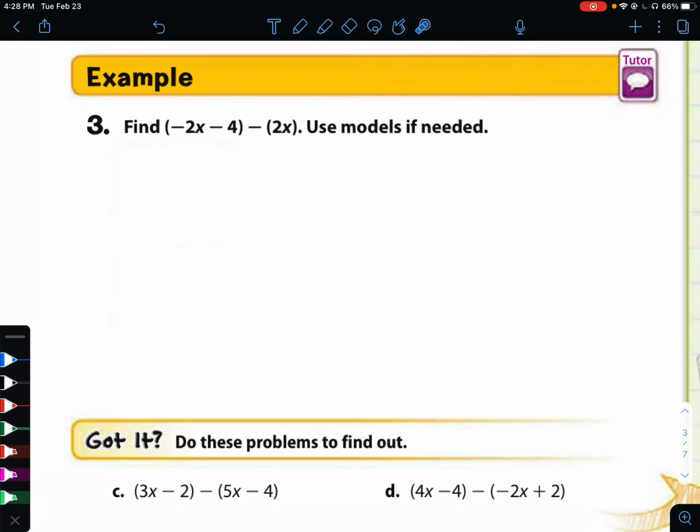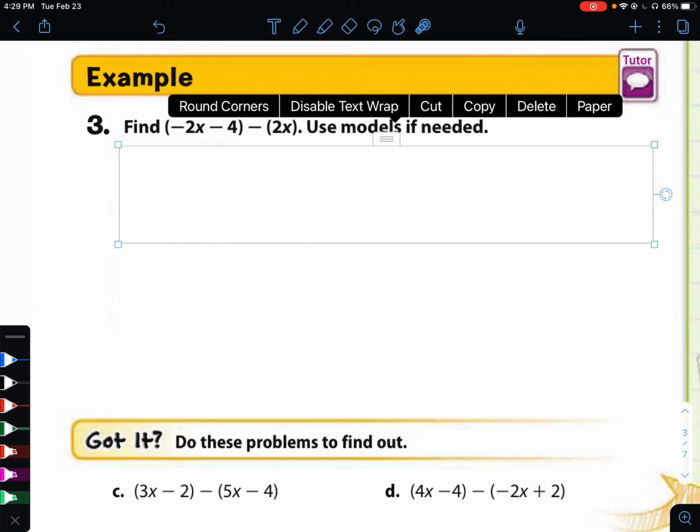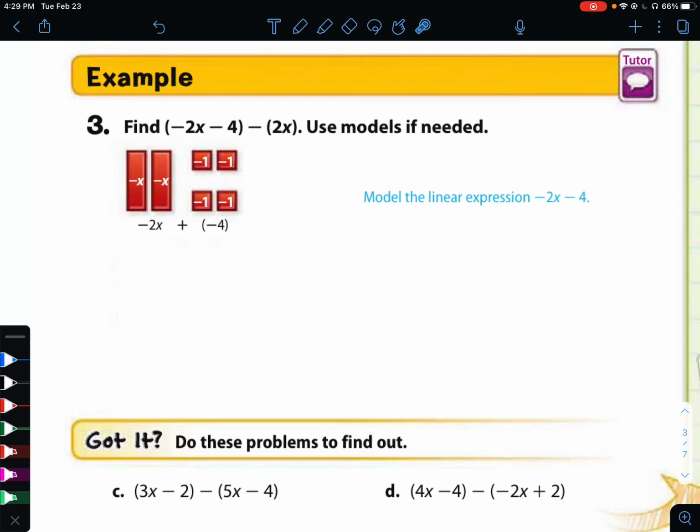Let's take a look at example number 3. Again, we are using models for this. In example number 3, find the quantity negative 2x minus 4 minus 2x. Again, we model negative 2x minus 4, and this example is a little bit different, so let's find out how it's different. This is the model of negative 2x. You have negative 2 x tiles, and you have negative 4 unit tiles. That's the model of negative 2x minus 4, but it's asking us to subtract 2 positive x tiles.